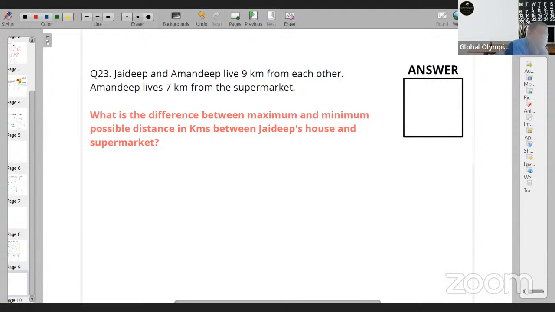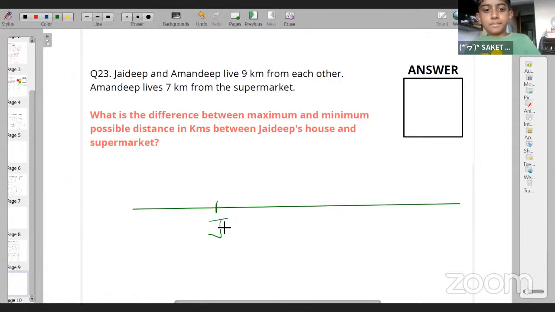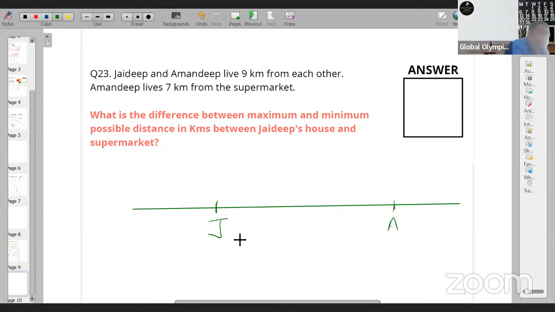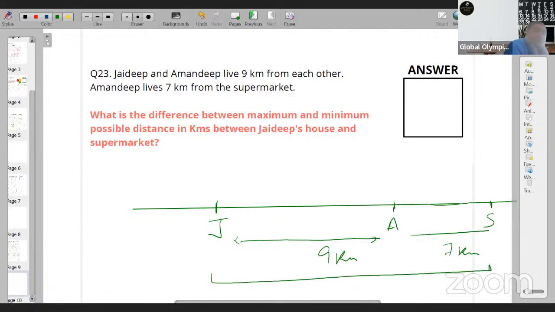Okay, so on a number line, or on a road, let's say this is Jaideep and this is Amandeep, and they stay at a distance of 9 kilometers. And Amandeep stays 7 kilometers from the supermarket. Now, if the supermarket is on this side, then obviously the distance between Jaideep and this one will be maximum.